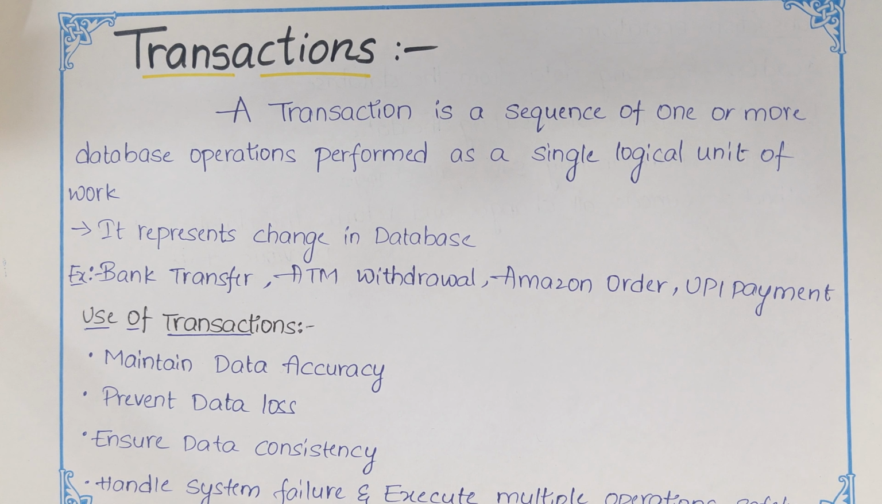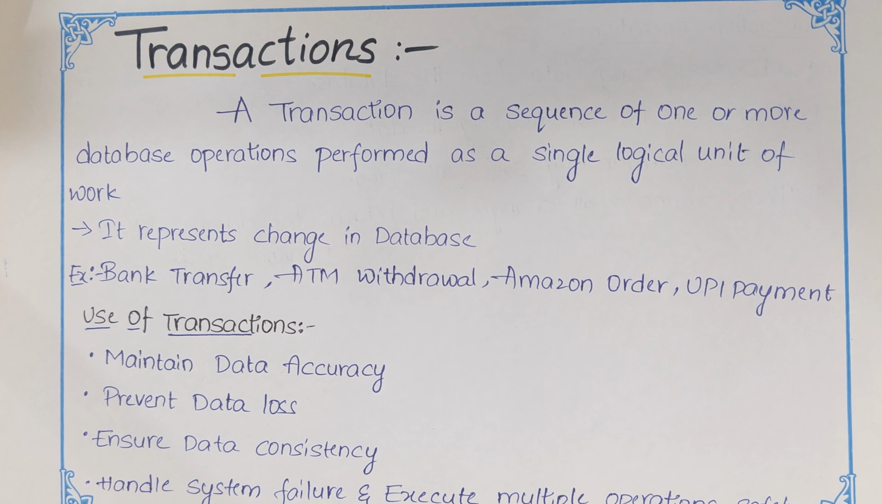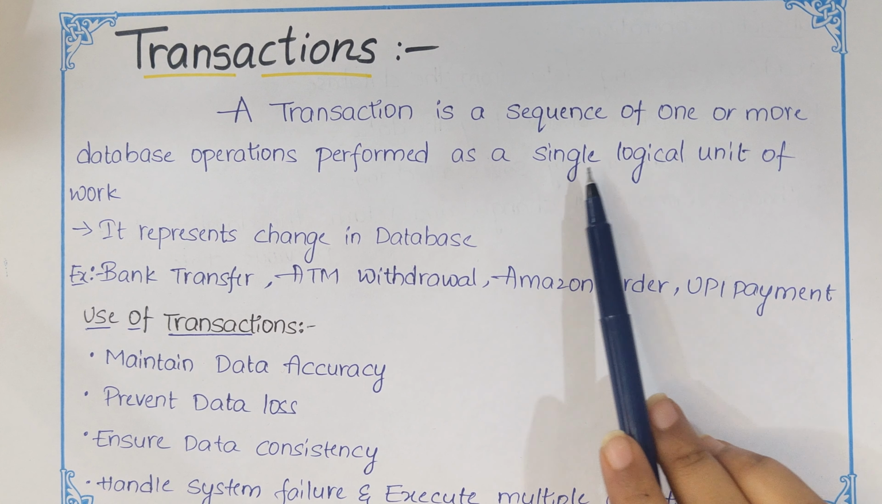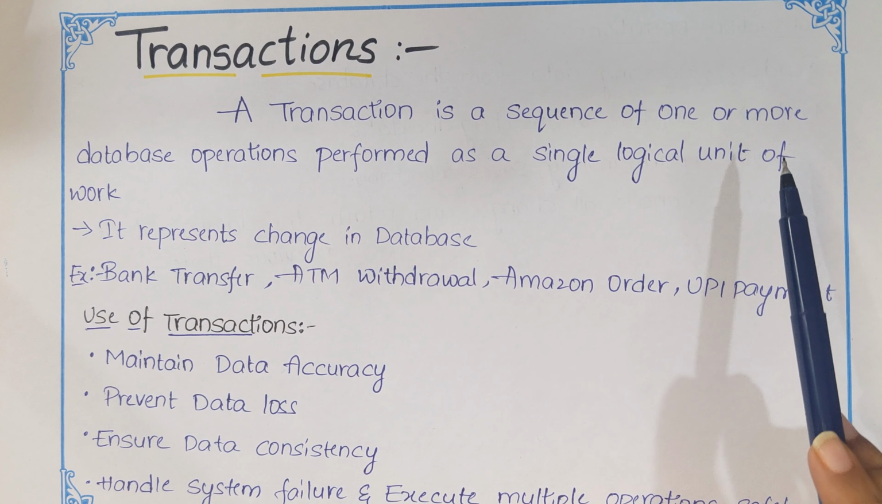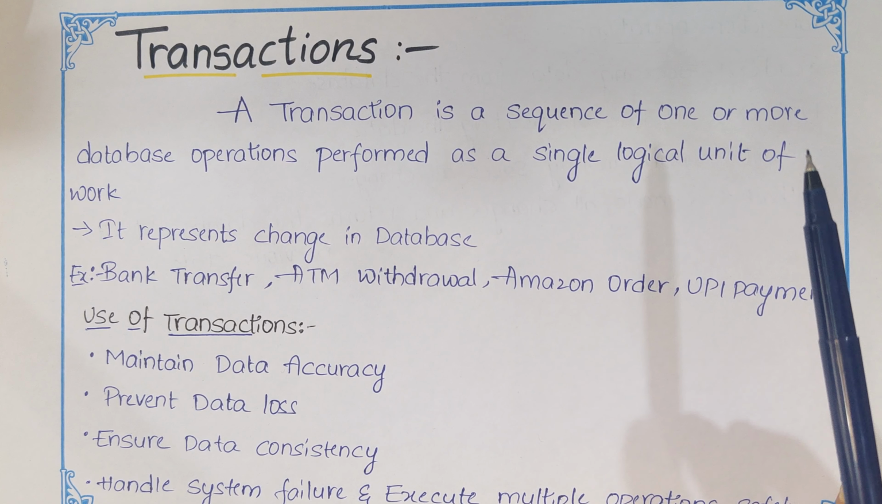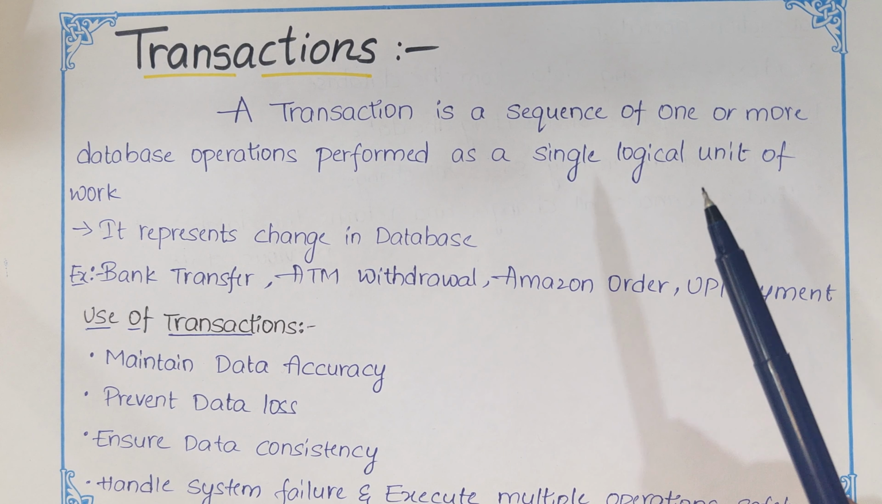A transaction is a sequence of one or more database operations performed as a single logical unit of work. A transaction is simply a group of operations that the database treats as a complete task. Let's understand this single logical unit of work. This phrase looks very difficult and might confuse you, but let's understand it using a simple example.